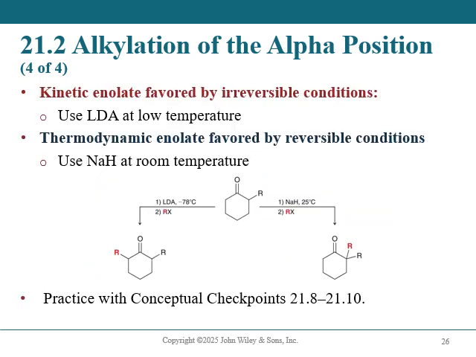Now, when we're dealing with irreversible conditions, the kinetic enolate is the one that tends to be favored. So for that, you can use LDA, and we don't even need to go to high temperatures. So LDA, low temperatures, you get the kinetic enolate. And when you have reversible conditions, then the thermodynamic enolate is favored, in which case we can achieve that by using sodium hydride. We have the two routes here depending on which product you want.